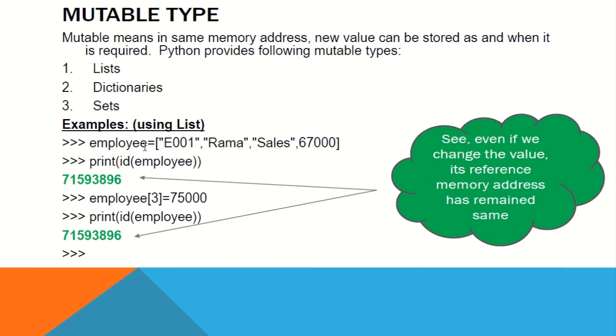So for example, like a list you are using. So this is your ID, so you are storing it here. Next, employee 3. In employee 3, the value you are changing is 75,000. When you print the ID, it is the same, but the value could be changed. But in the previous part, immutable type, if you change the value, then the ID also changes. So even if we change the value, its reference memory address has remained the same, but in immutable type, the reference ID does not remain the same.